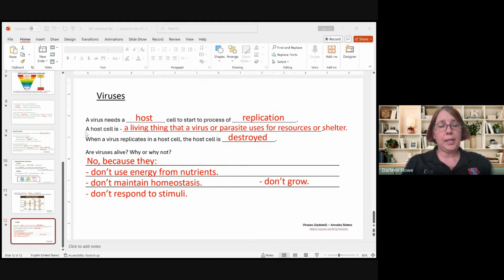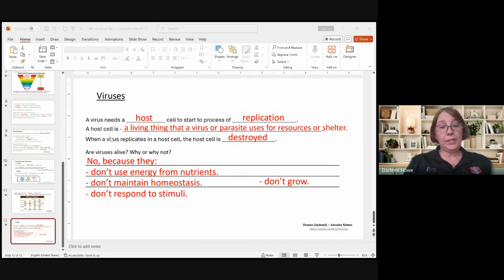So a host cell, so what is a host cell? A host cell is a living thing that a virus or a parasite uses for resources or shelter. Okay, so a virus will use a host cell to make new copies of itself or just to hang out in for a while. Okay, so it can use it as a shelter. Sometimes viruses don't start replication right away. Sometimes they go into a cell and lay dormant. It's called dormant. So they just use the cell as a shelter until they're ready to make more viruses.